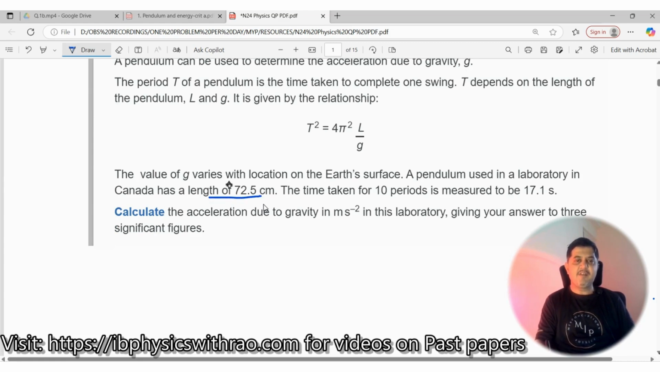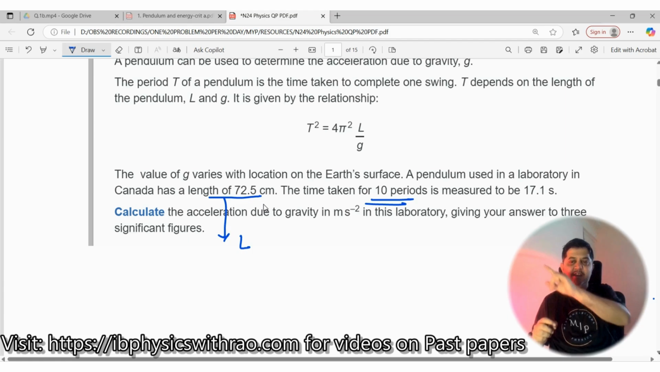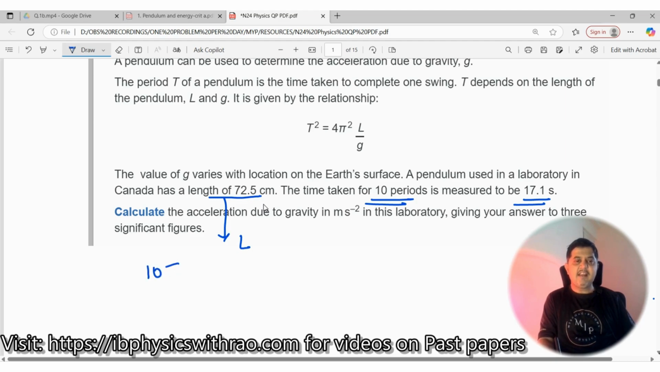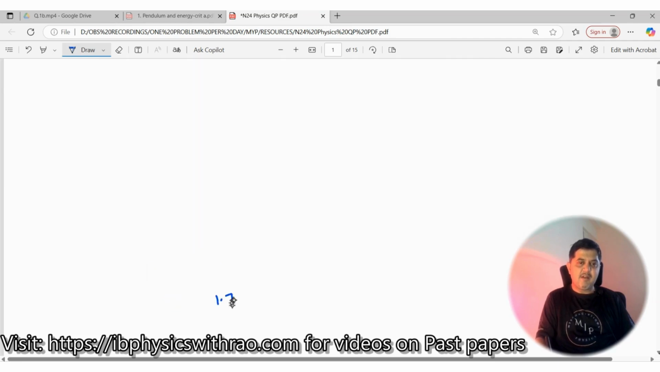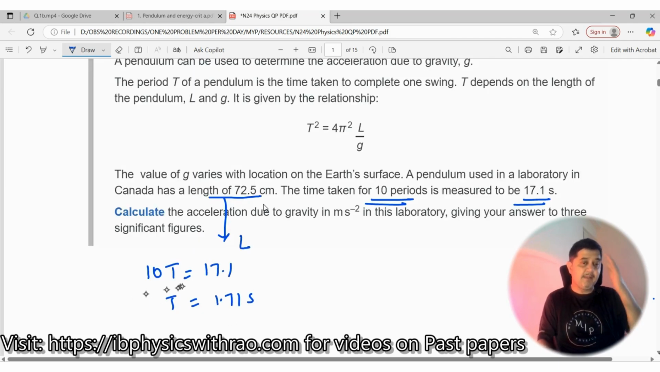The value of L is given to you, and the time taken for 10 periods is seen to be 17.1 seconds. So 10 periods, that means what? It does not immediately stop there. It keeps on going once, twice, thrice, and so on. So it has taken 17.1 seconds for 10 such oscillations. Therefore, 10 time periods is equal to 17.1 seconds. One time period is equal to 1.71 seconds. By the unitary method, I divided this by 10, so I get this value over here.